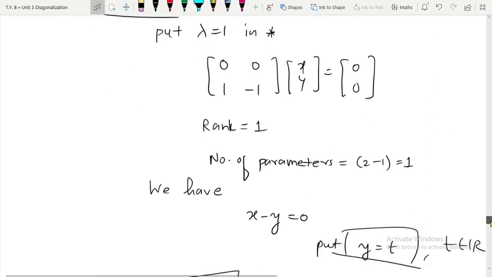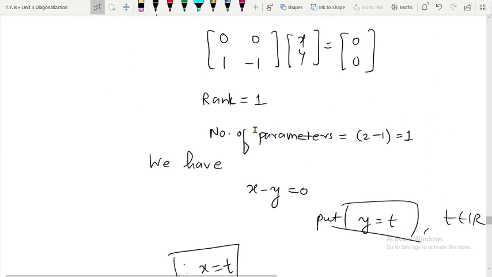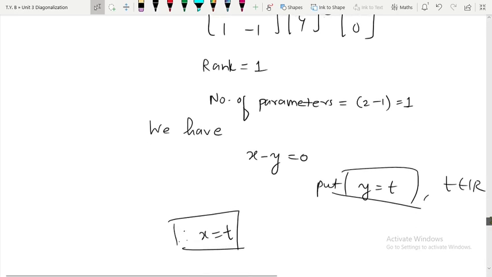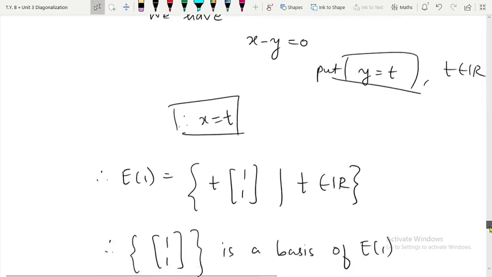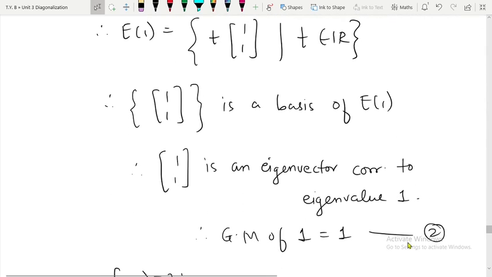So for lambda equal to 1, you get such an equation over here. You can easily see that the rank is 1 and the equation is going to be x minus y equal to 0. Since rank is 1 and the number of unknowns is 2, the parameter will be 1. So I have used the parameter for y. You got x equal to t only, and this is your eigenspace, this will be your basis, and this will be your eigenvector. So therefore GM is also 1.